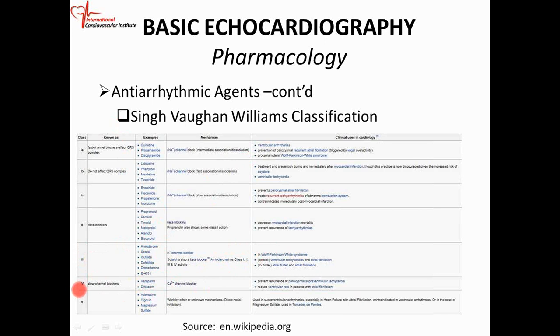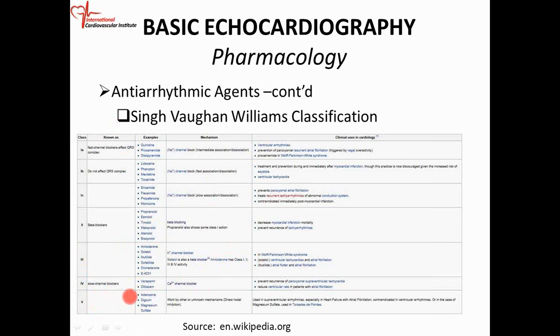And then your class 5, which is essentially a mixed bag. They have multiple mechanisms. Your class 5 includes adenosine, digoxin, and magnesium sulfate.